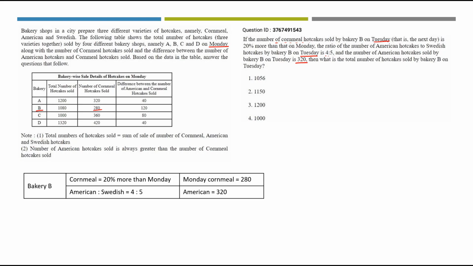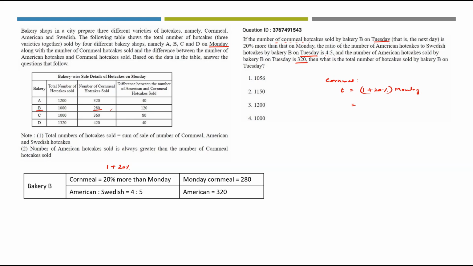Whenever we have 20% more, this will be 1 plus 20%. This 1 refers to the sale of Monday, while this 20% extra is what they have mentioned as 20% more than that Monday. So basically we'll start with the cornmeal calculation. What they have given is 20% more than Monday. So regarding Tuesday, let's take it as T. This will be 1 plus 20% of Monday sales.